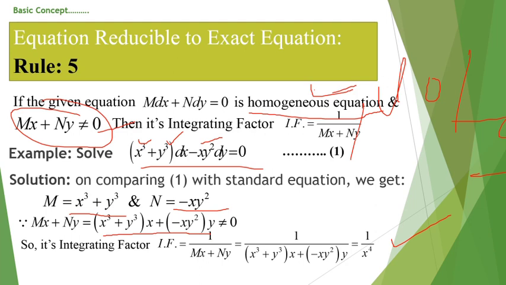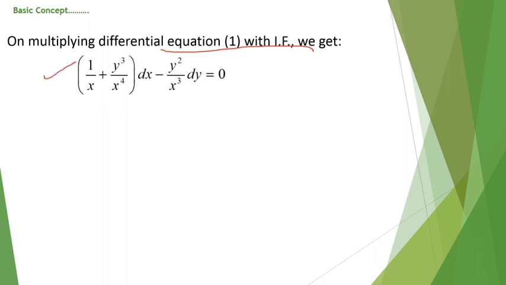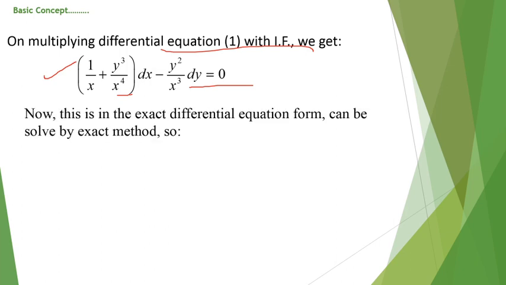So what we have to do? We have to multiply the entire equation with this integrating factor. On multiplying differential equation 1 with the integrating factor, what do we get? We get the equation 1 upon x plus y cube upon x raised to power 4 dx minus y square upon x cube dy is equal to 0. Now this is an exact differential equation, so we can solve it by the exact method.